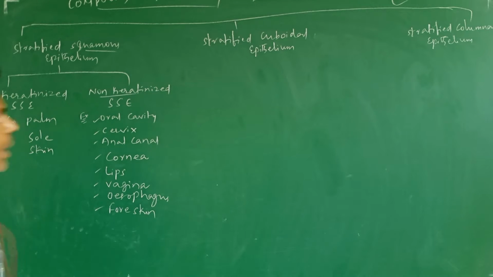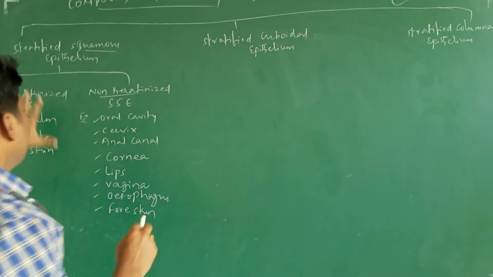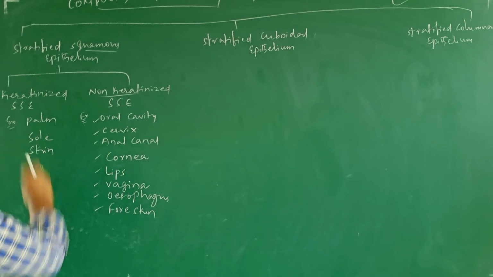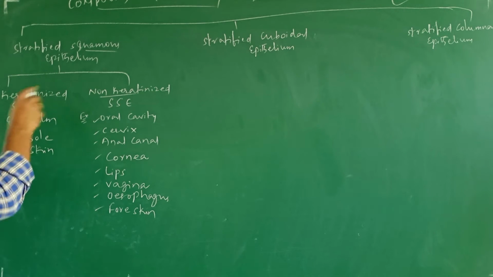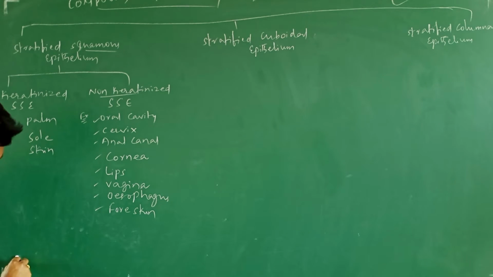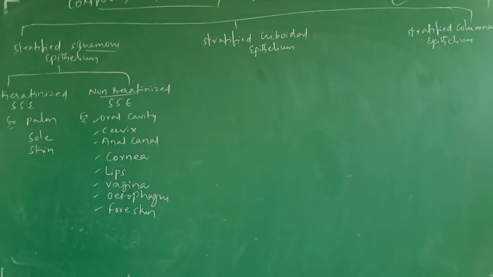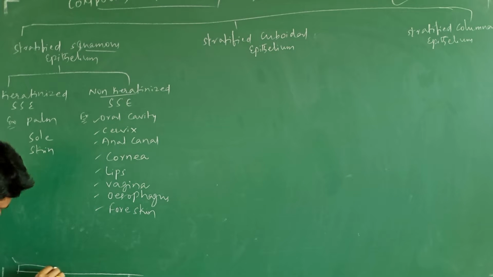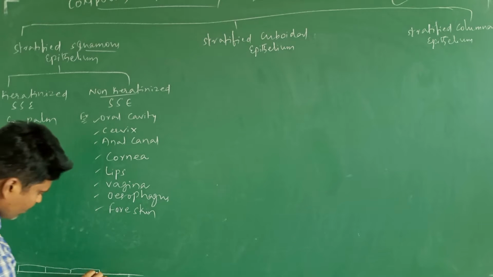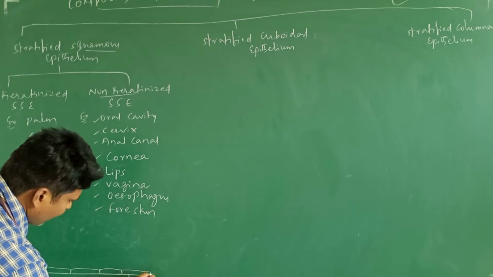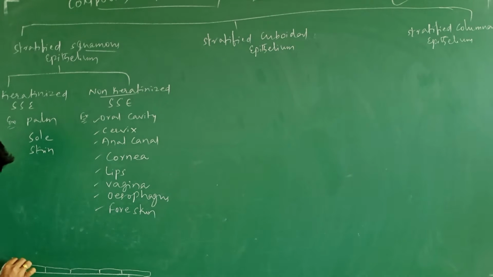Next, stratified cuboidal. Suppose you take this structure, how would this stratified squamous epithelium look? I'm going to make it. Suppose you take this particular part, just as an example, you just try to put it down. I'm going to make it. It is multiple layers, so you have to make it a multiple layer.